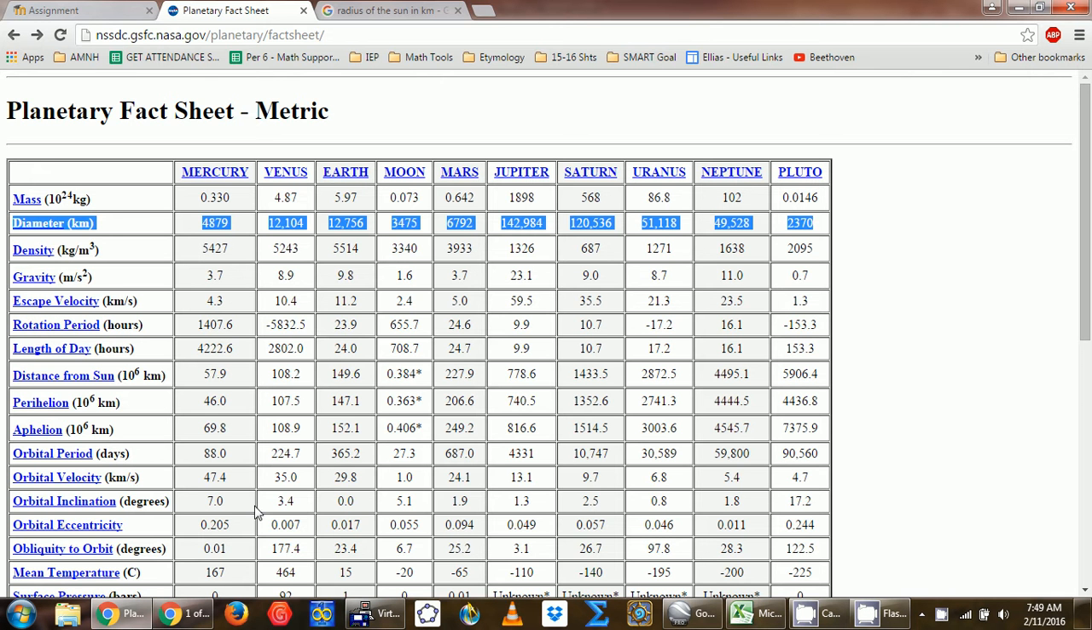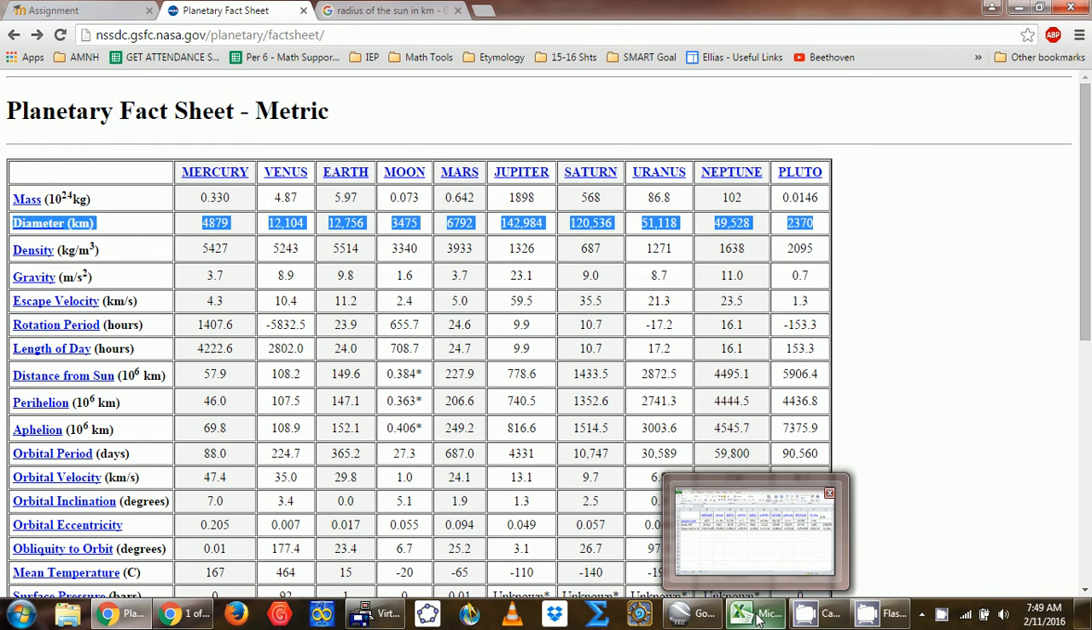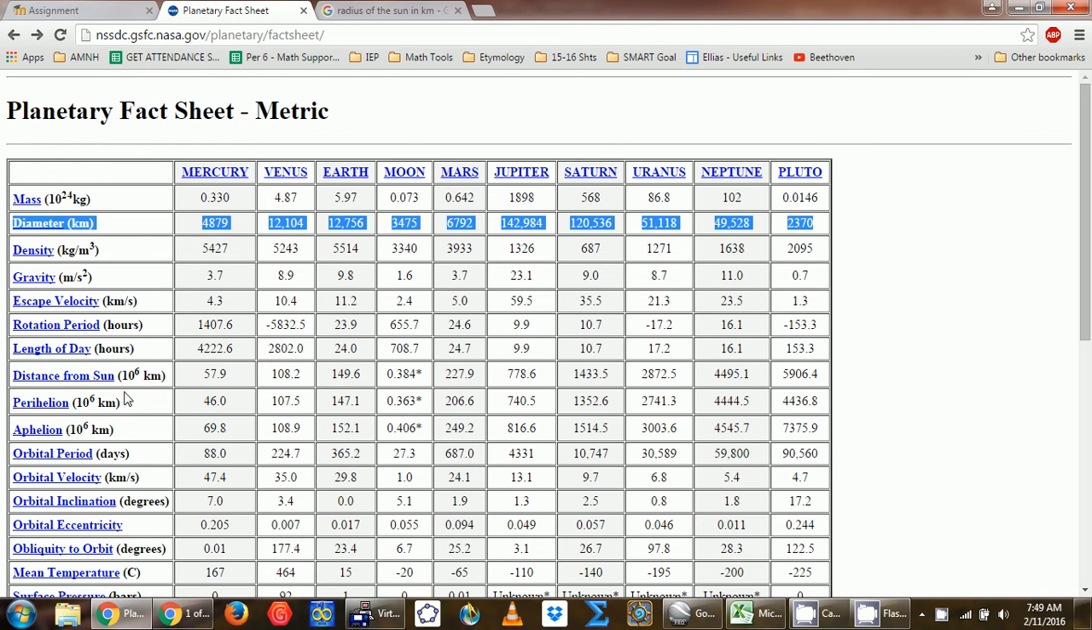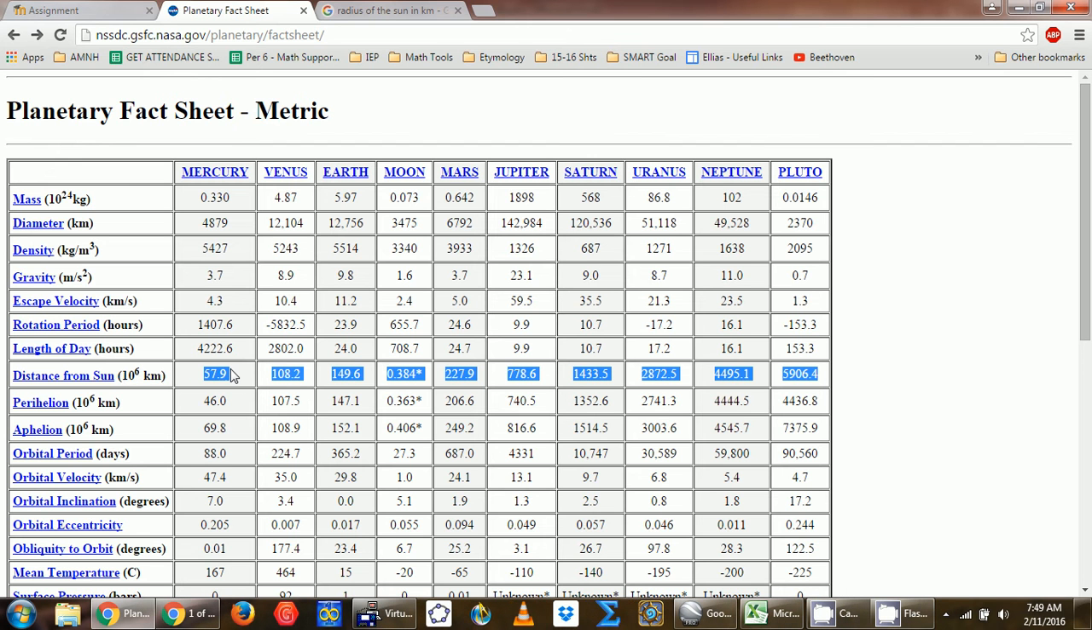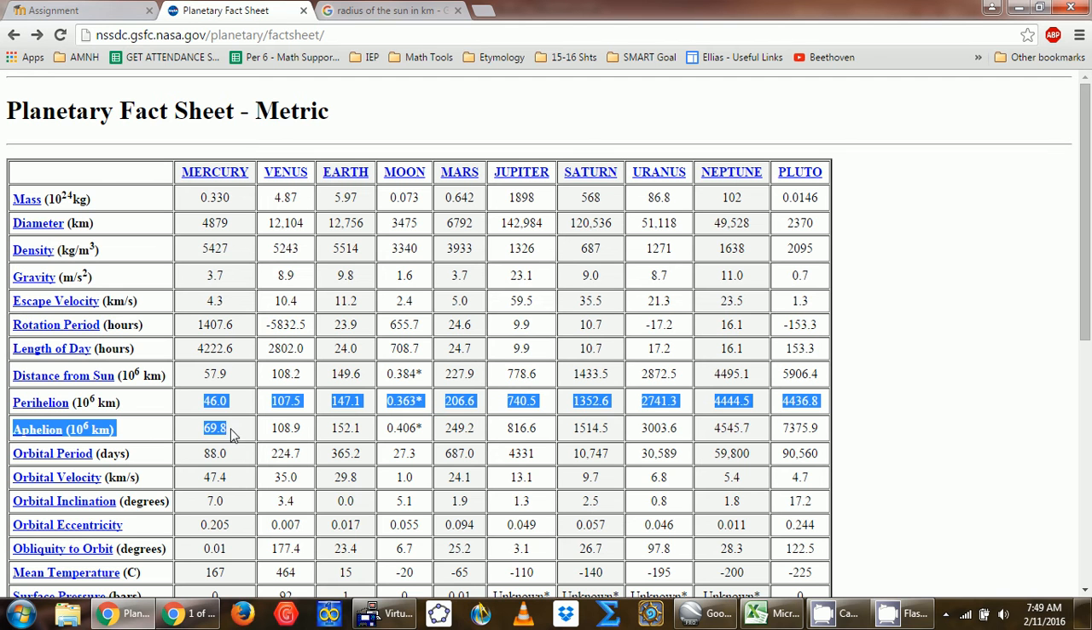Most of my information came from nasa.gov, the planetary fact sheet, where essentially, to model the planet size, I took the diameter in kilometers. Well, actually, I should talk about this too. The distance to the sun for each planet was recorded in kilometers times 10 to the 6. This number comes from averaging the perihelion and aphelion of each planet. You just add them up and divide by 2. Perihelion is closest to the sun, aphelion is furthest away.